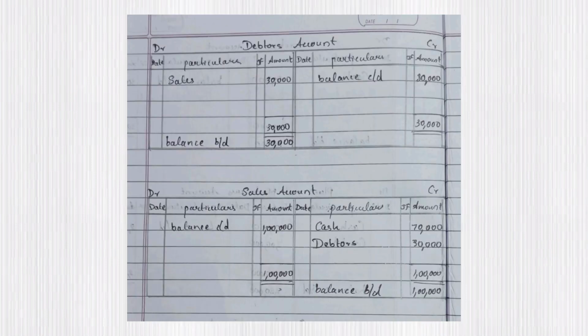Now we have the debtors account. Here also only one item is there, that is sales at the debit side. The amount is 30,000. While balancing we get 30,000 at the credit side, that is balance carried down, and balance brought down will be at the debit side, that is 30,000. Again, there is the sales ledger account. Here two items are there at the credit side, that is cash and debtors, 70,000 and 30,000. We don't have anything at the debit side, so the balancing amount will be 1 lakh. That will be balance carried down at the debit side and balance brought down at the credit side.